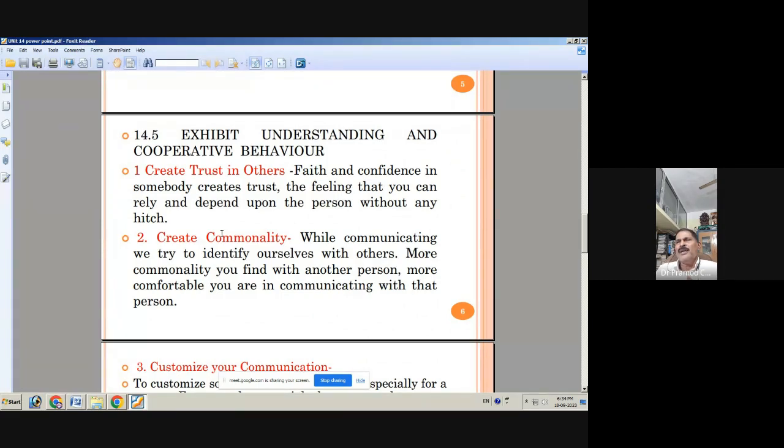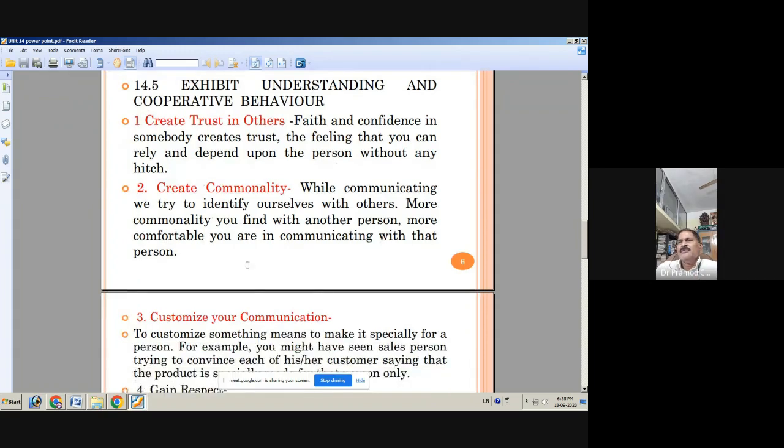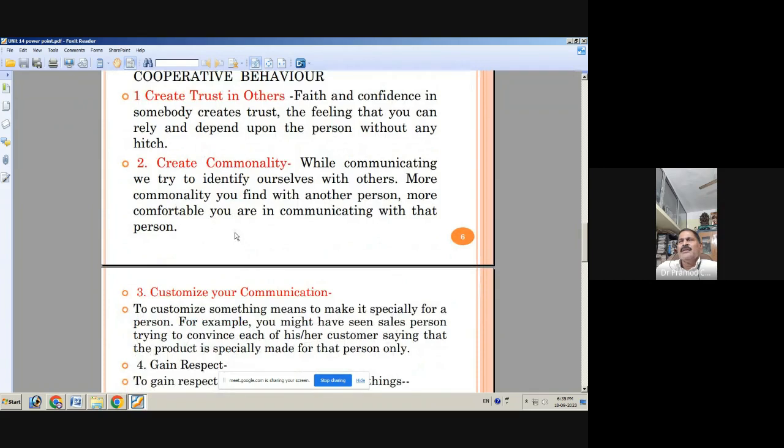You know that faith and confidence in somebody creates the trust and the feeling that you can rely on them. And dependence will be there without any hitch, without any disturbances. So if you create trust among others, there will be faith, there will be confidence, and automatically the people will rely on you. Create commonality, commonness. Commonness is what? That always we are developing the friendship.